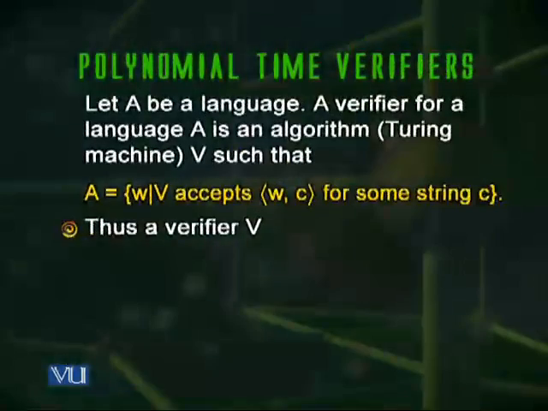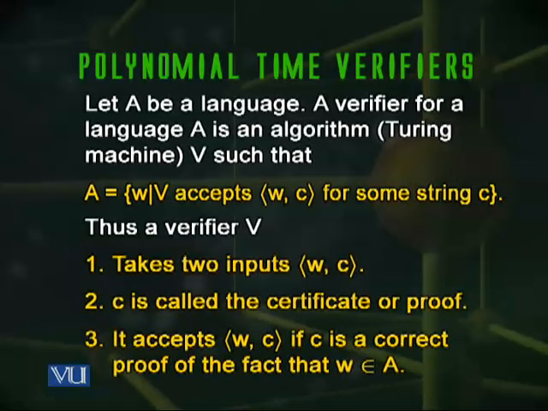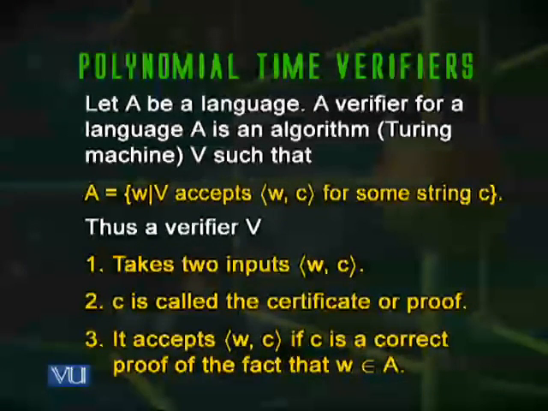Intuitively, it doesn't seem to make sense what this concept is saying, but if we give each part of this definition some meaning, then it will be clear what we are talking about. In this case, V is called a verifier, and it takes two inputs, w and c. c is called the certificate or a proof. It accepts w comma c if c is a correct certificate of the fact that w is in A. So think of the verifier as a person who does not actually solve the problem but checks correct solutions.